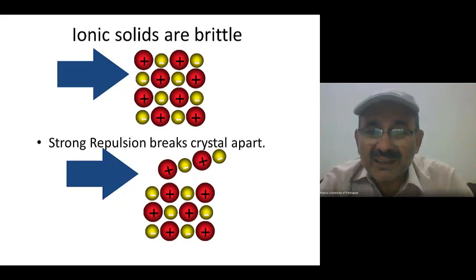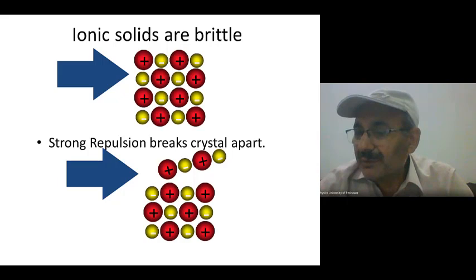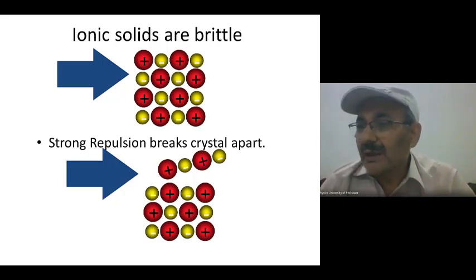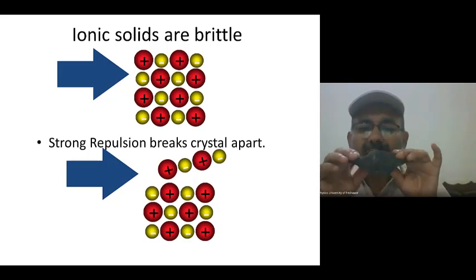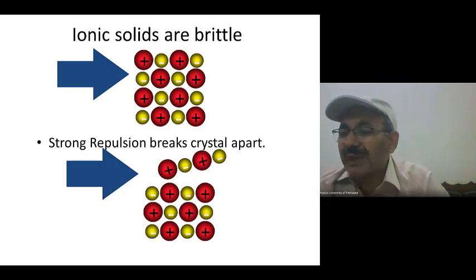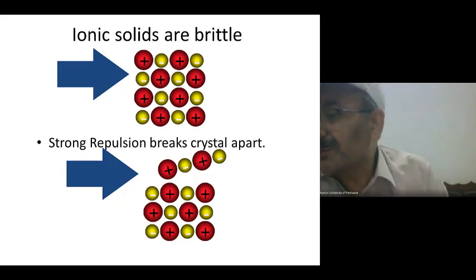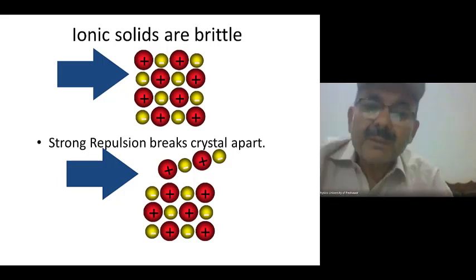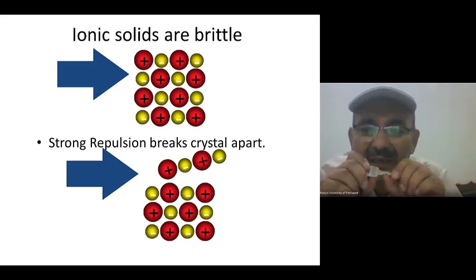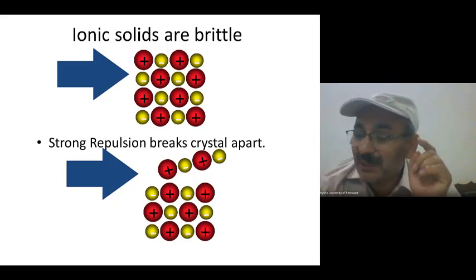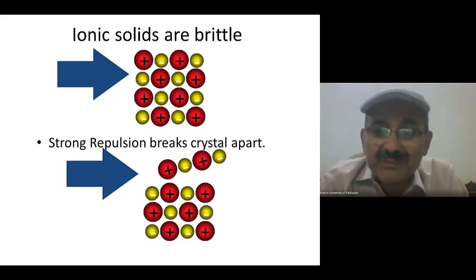So if I have an ionic solid, for example, a piece of stone, and I try to bend it, it will break because it is an ionic solid. In comparison to this, if I have a metal, for example, this key, and I try to bend it, it will bend because of the bonding, which is coming in the coming slides.